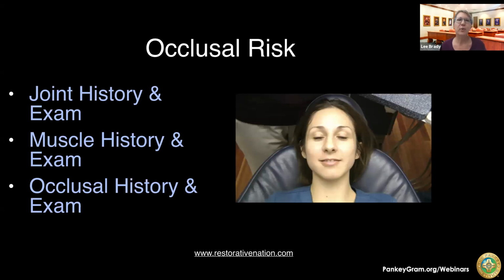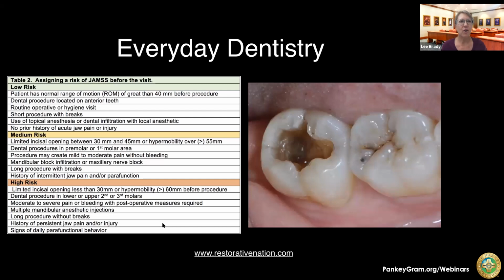So what I do is I use a JAMSS protocol as an indication for then doing an extensive evaluation, a comprehensive joint muscle functional exam. What you can also do with a JAMSS protocol is bring the patient right back. You can move into your restorative dentistry or your oral surgery or your ortho, but now you're going to need to do the second part of the assessment, and you're going to combine the patient's risk and the procedural risk.